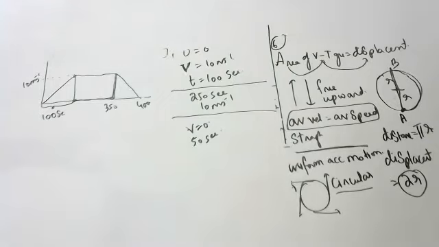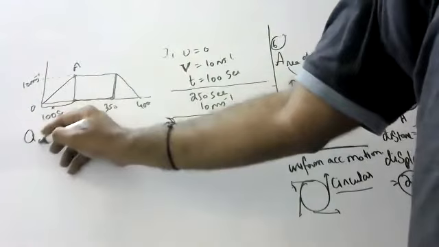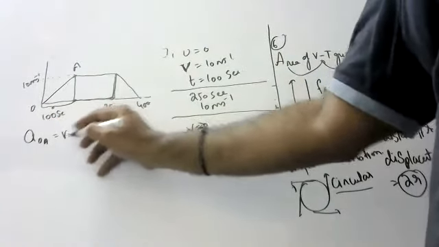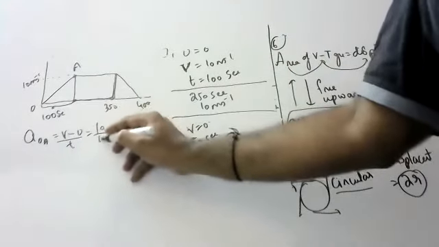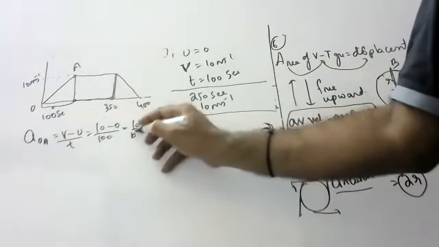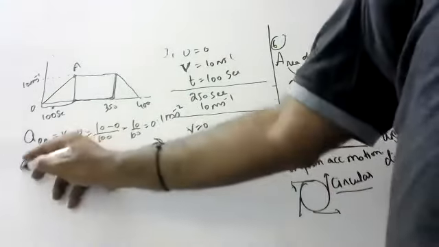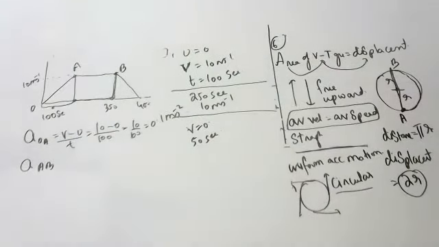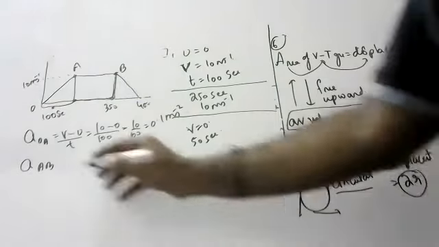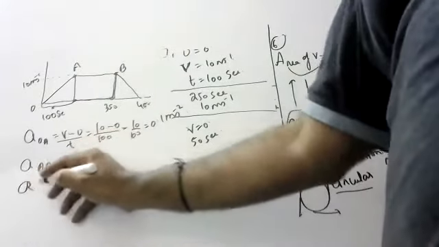Now a question on this. What is the acceleration from O to A? It is attaining 10 in 100, so 10 by 100, which is 0.1 meter per second square. Acceleration from A to B, anyone? 0. Acceleration from B to C?